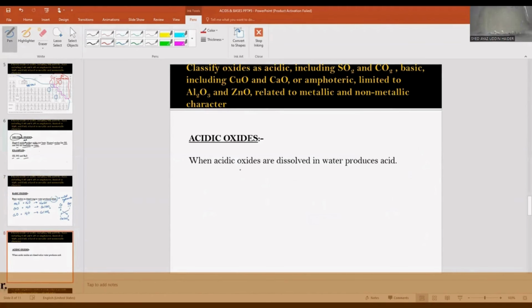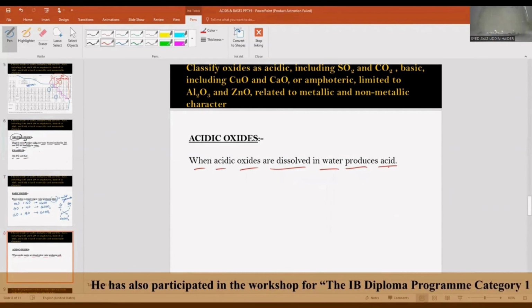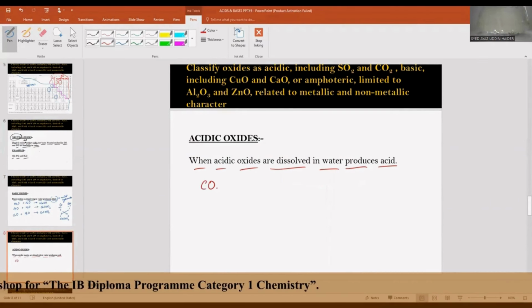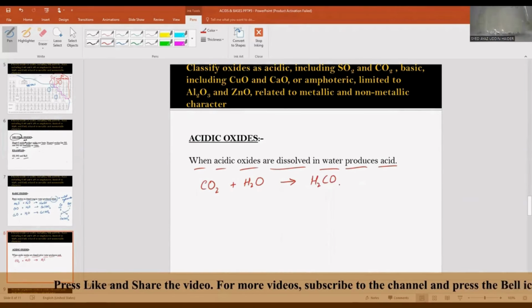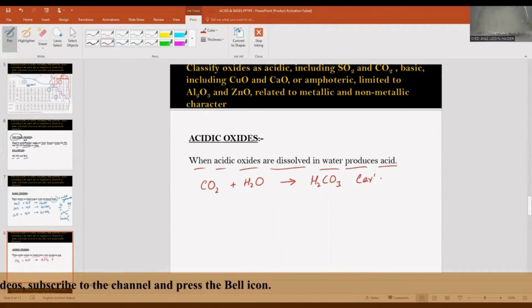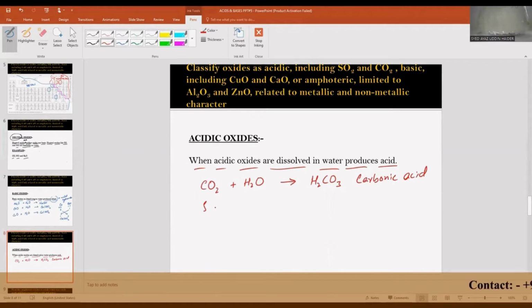Acidic oxides, when dissolved in water, produce acids. For example, when you are reacting CO2 with water, you will get carbonic acid, H2CO3. This is carbonic acid. In the same way, when you react SO2 with water, you will get H2SO3. SO3 is a sulfite ion. Here you will get sulfurous acid.